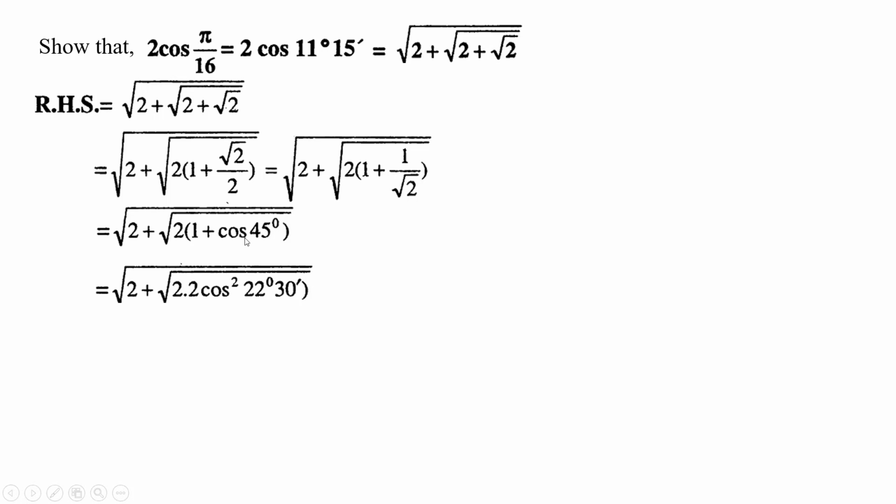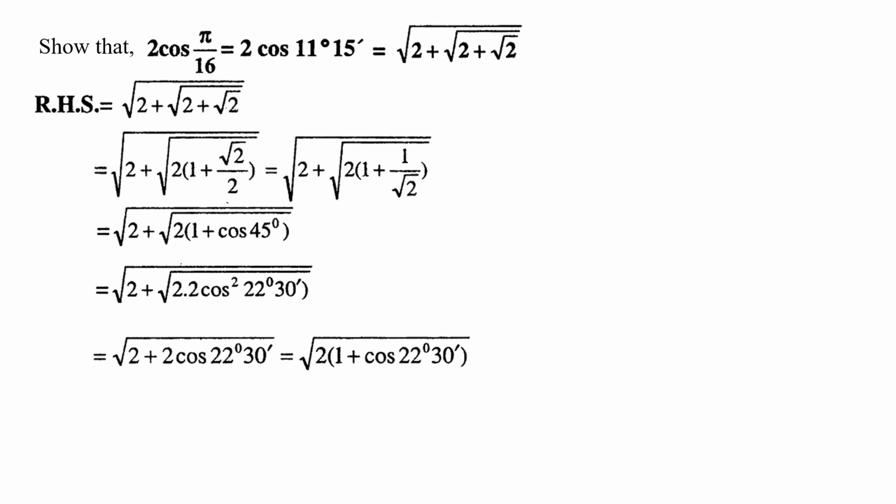And 45 degrees is replaced by 2 into 22 degree 30 minutes. That is cos 2 into 22 degree 30 minutes. That is 1 plus cos 2 theta, 2 cos square theta. And this will be 4 cos square 22 degree 30 minutes. And the square root is vanished, and 4 is replaced by 2.